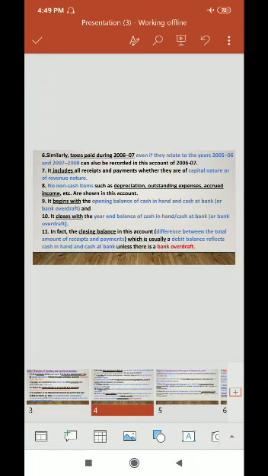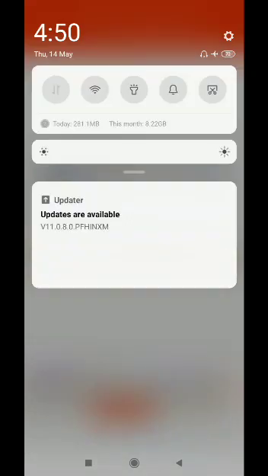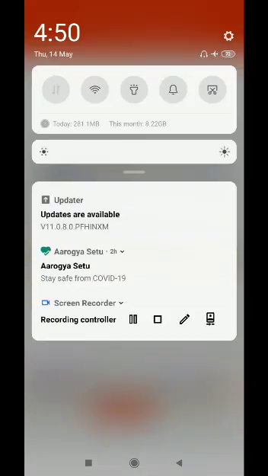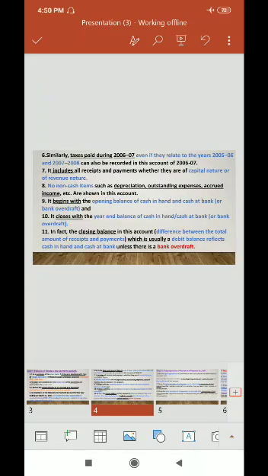Coming to the seventh point, it includes all receipts and payments, whether they are of capital nature or revenue nature. As we all know, capital nature means those transactions which occur once in a while, and revenue nature means those transactions which occur every now and then. The most frequent transactions are revenue nature transactions.